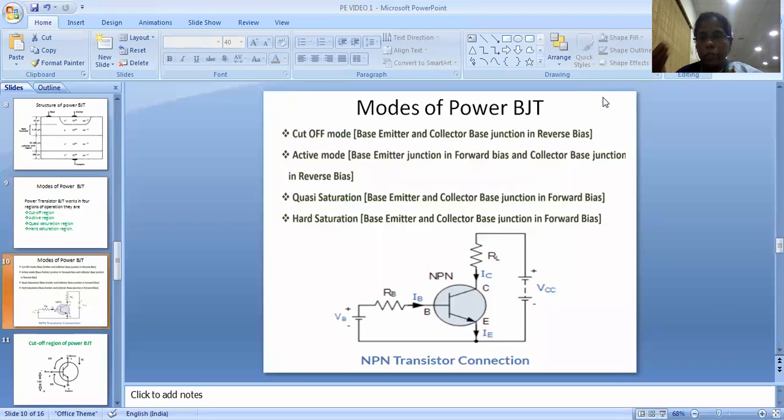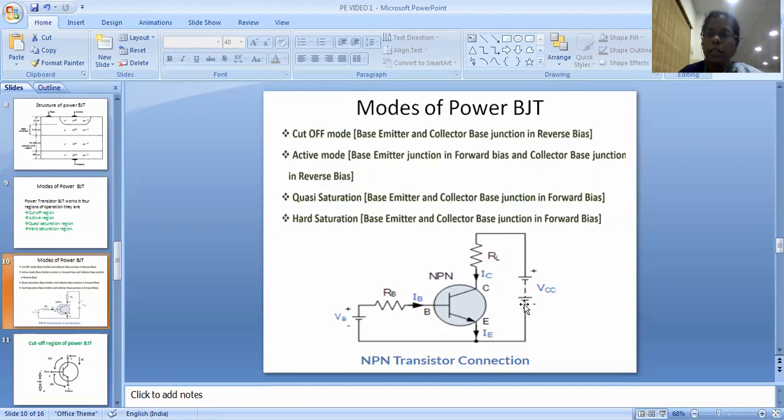Whenever we want to operate the BJT in cutoff region, both the input and output junctions should be reverse biased, that is, both the base-emitter and collector-base junctions. If both the junctions are in reverse bias, then the BJT will be operating in cutoff region. Similarly, if the input junction, that is the base-emitter junction, is forward biased and the collector junction is reverse biased, then it will be operating in active region. And if both the junctions are forward biased, they will be operated in saturation region.